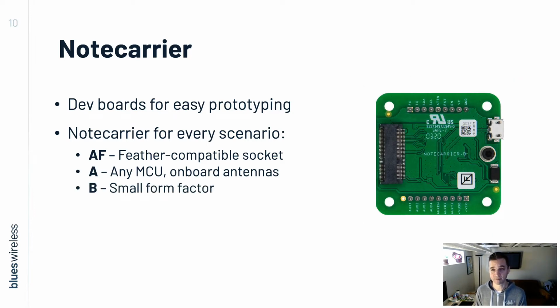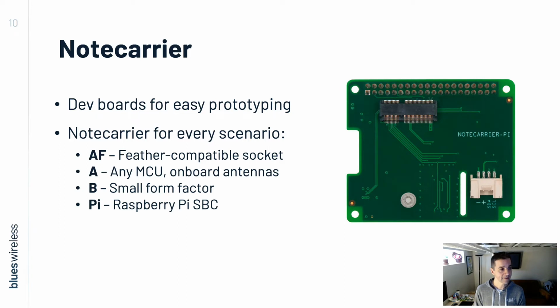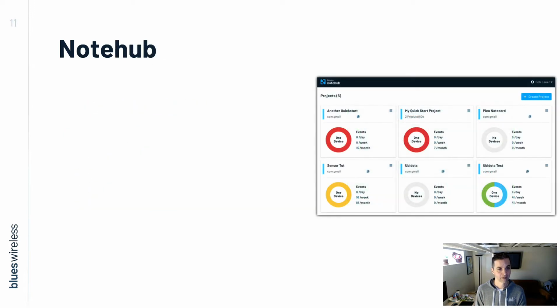The B is a small form factor note carrier, and the Note Carrier Pi is a Pi hat for working with any Raspberry Pi compatible single board computer. Finally, how do you get your data to the cloud? Well, Notehub is a thin Blues Wireless cloud service that receives data from the Notecard and in turn securely routes it to your cloud application of choice.